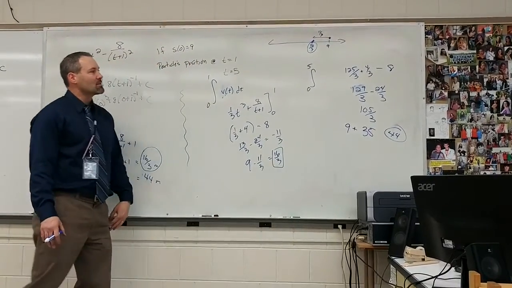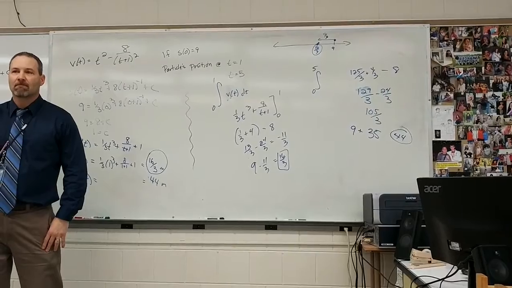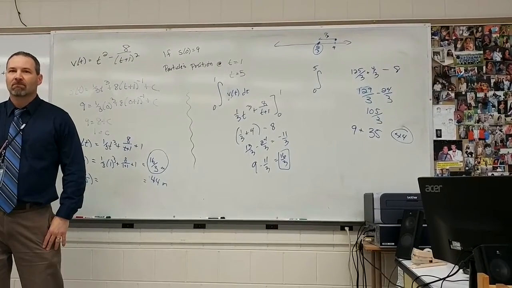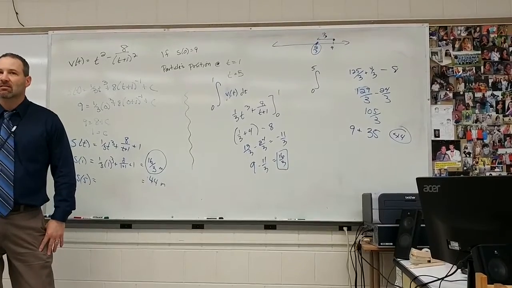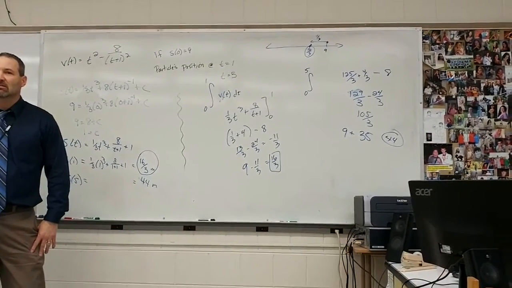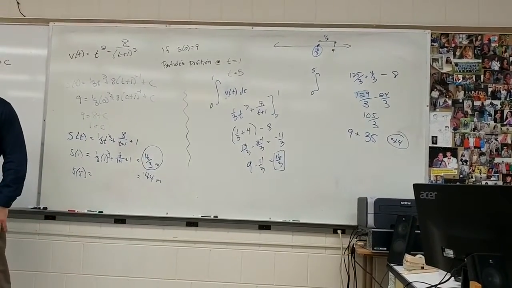So what if I asked you, what is the total distance in the first 5 seconds? You just add 9. Is that a different question? Total distance? Oh, yeah. Because you'd have to use what's below the curve, you would make positive. Exactly. All area was positive then.